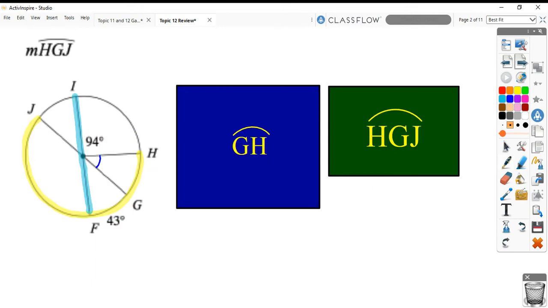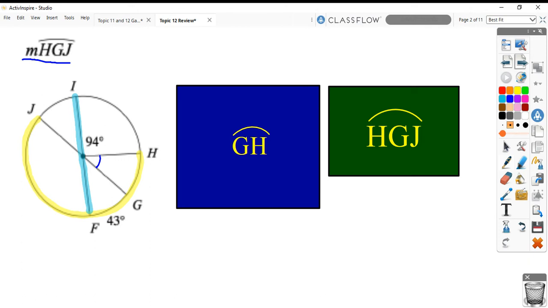Going on now to question number 2. Question number 2, I've already got a few things highlighted on that diagram. The question is asking about HGJ. When we ask about the measure of an arc, we know that that's related to the angles that the arc makes. So what we're going to do first is find the measure of arc GH.